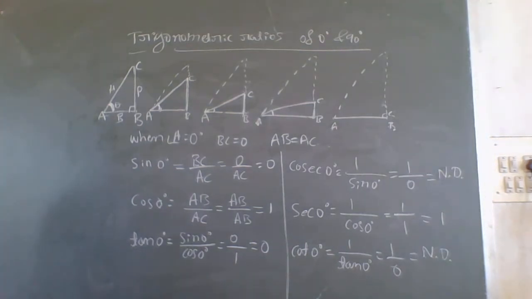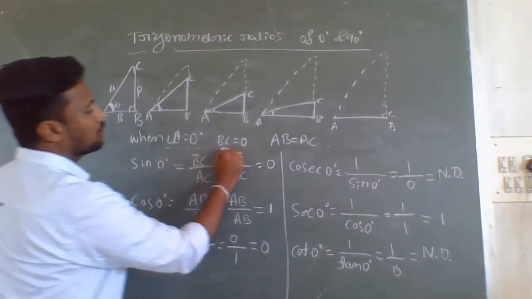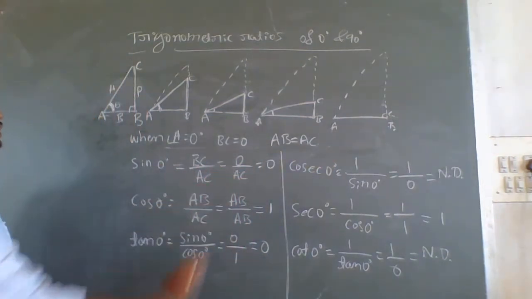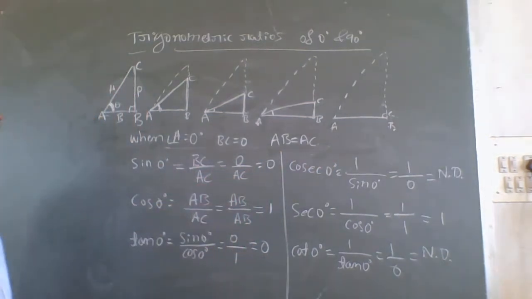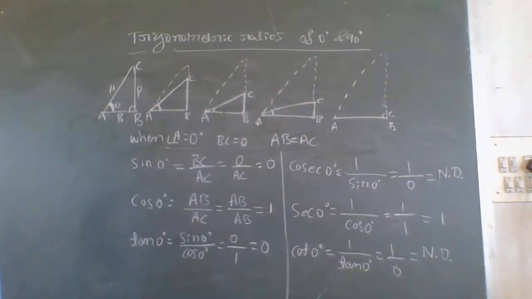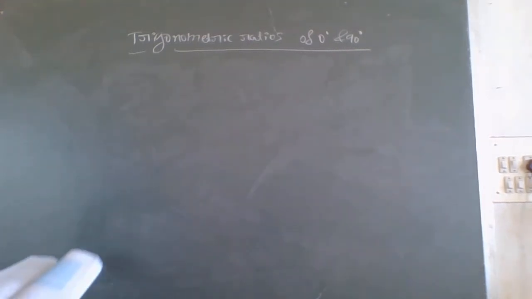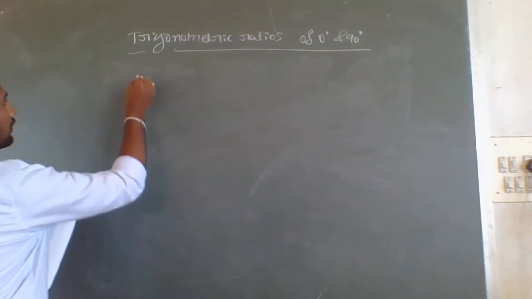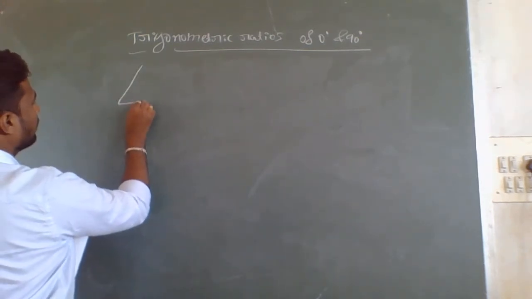So now by these values you can write all these trigonometric ratios with respect to 0 degree. Now we will see trigonometric ratios with respect to 90 degree. So now again we will consider one triangle ABC.